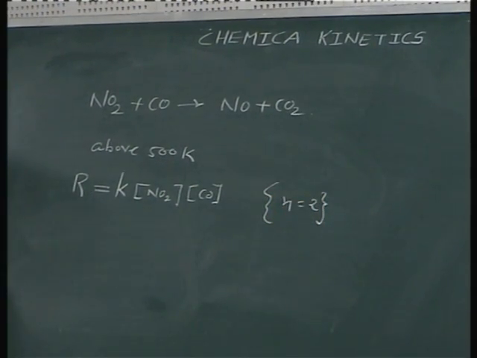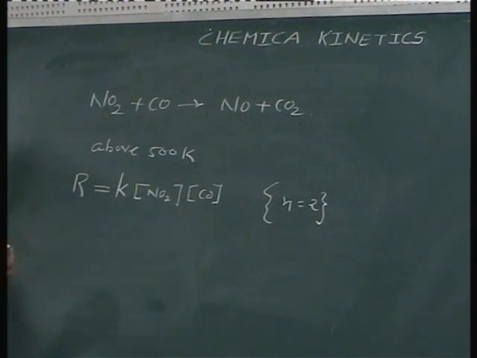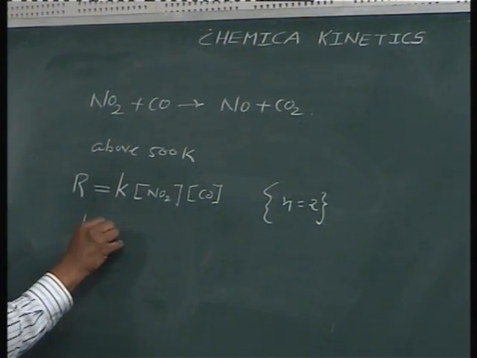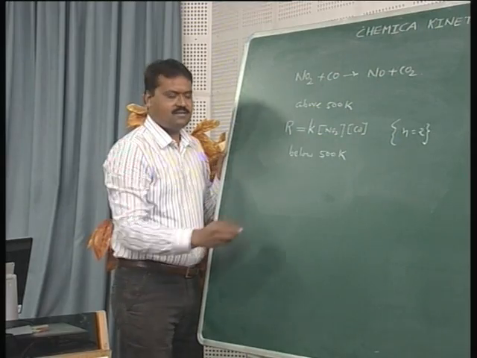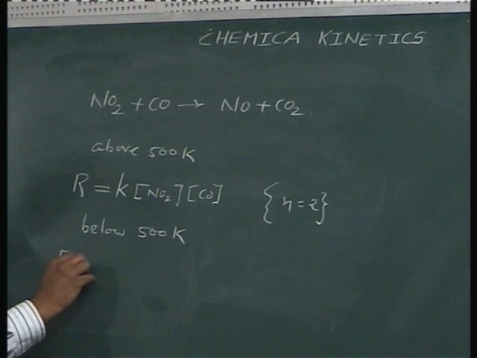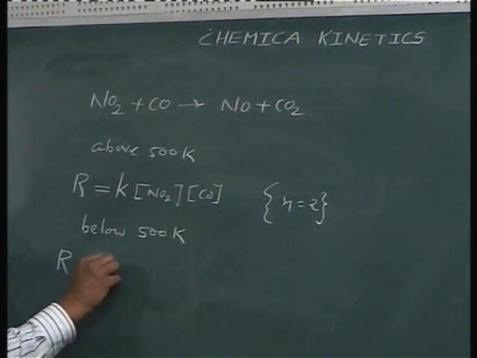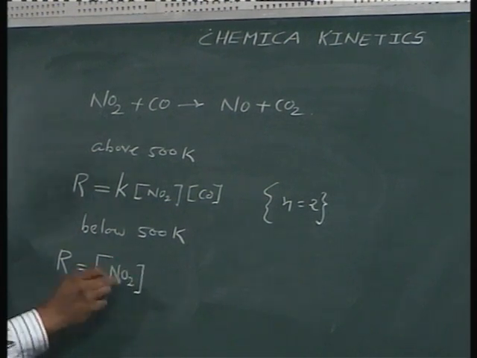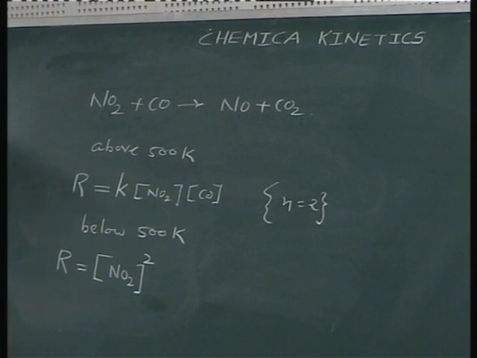But if the same reaction proceeds under a different temperature condition, say below 500 Kelvin, then the experimental result suggests that the rate of the same reaction depends on the concentration of one reactant, that is NO2 only, and it is independent of carbon monoxide concentration.